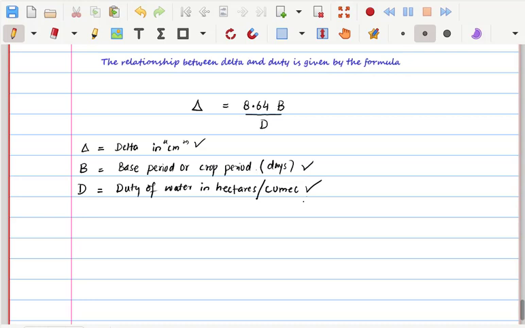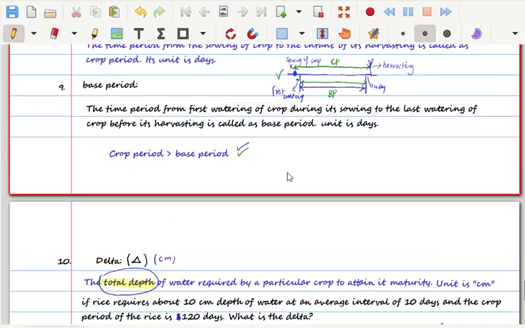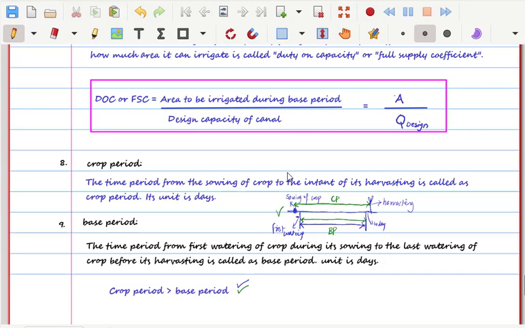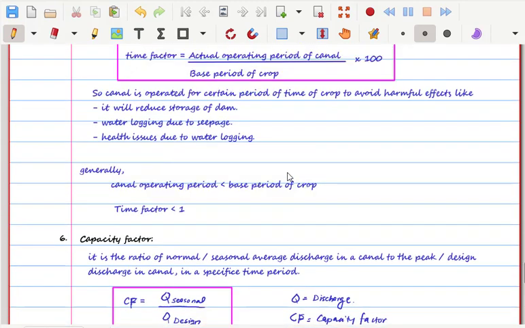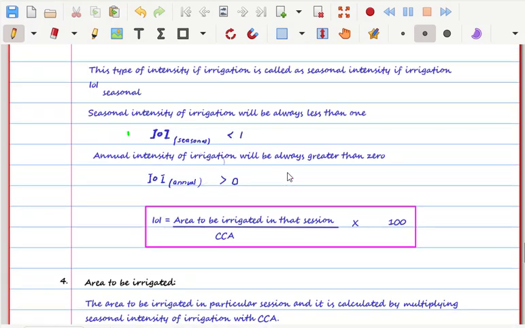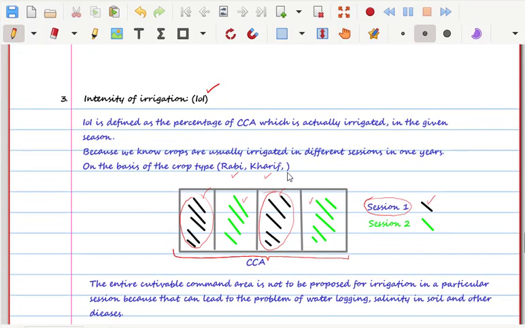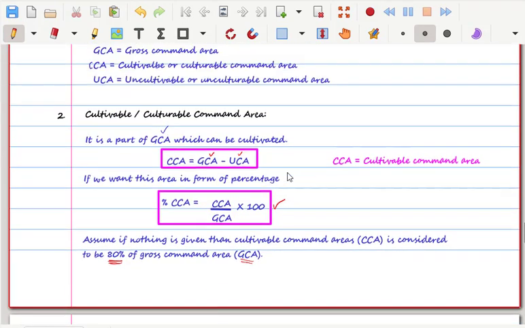So that's it. These were a few important terms which we were supposed to discuss before going into the numerical section of the design capacity of irrigation canals. We will wind up lecture number 7 here, and in the next lecture, lecture number 8, we will solve some numerical problems based on these terms which we have discussed in today's lecture.